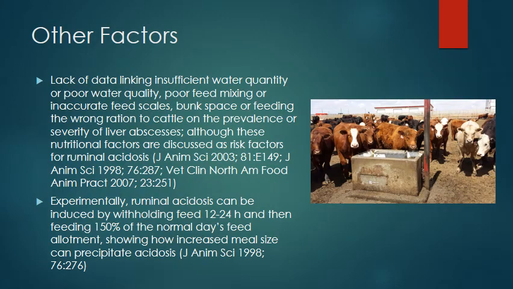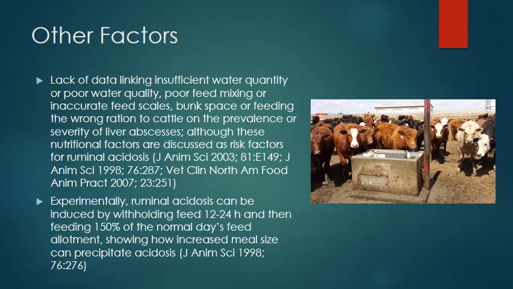There has been work looking at the risk of ruminitis or grain overload when we reduce the amount of water availability or the quality of our water. We know that poor feed mixing or inaccurate feed scales can increase the risk of ruminitis. There's some work suggesting limiting bunk space can increase the risk of ruminitis because of competition amongst the cattle.